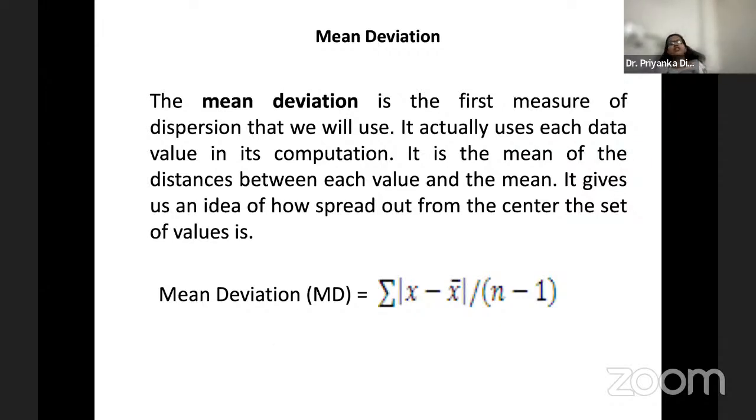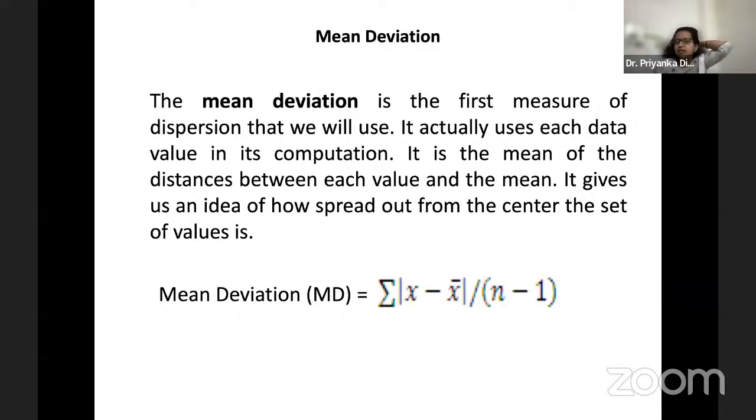What is mean deviation? The mean deviation formula I have written. What is that? Summation of xi minus x bar, divided by n minus 1. What is xi? Xi is nothing but the different values of x. And x bar is nothing but the mean of the data set.